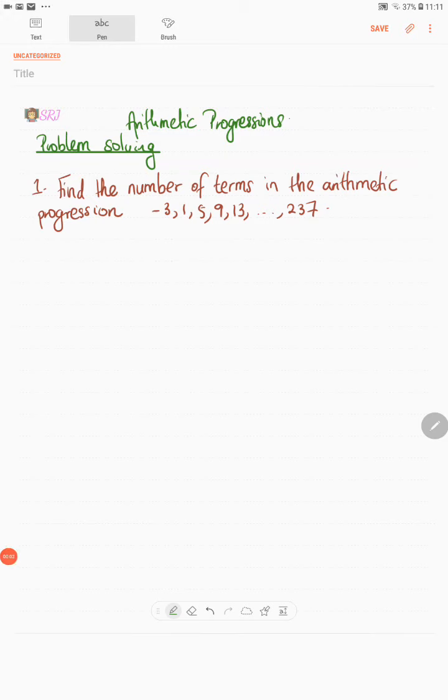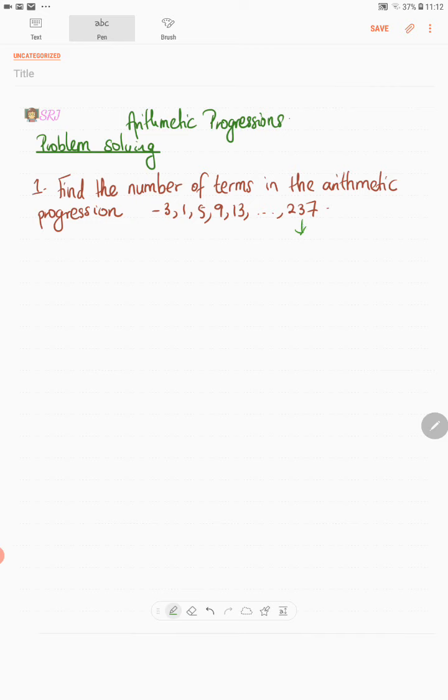Now we are going to tackle some problems relating to the previous lesson. Find the number of terms in the arithmetic progression -3, 1, 5, 9, 13 up to 237. We want to know how many terms there are in this sequence. If we are able to find which term represents 237, we will be able to know the number of terms in the arithmetic progression.